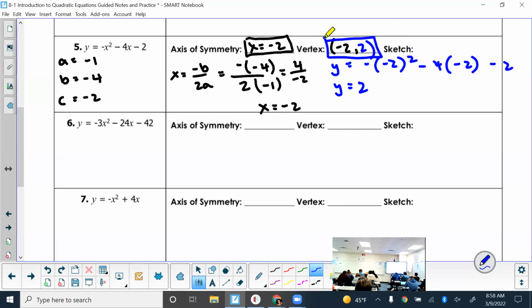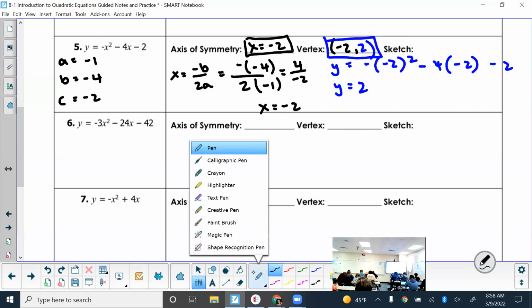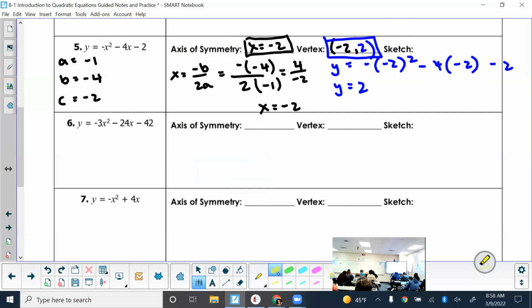All right, lastly, sketch it. Would it open upward or downward? Downward. The x squared is negative. A is negative, so it opens downward. Where would the axis of symmetry be? Right down the middle. Make sure you sketch a line right down the middle and label it X equals -2. And where would the vertex be?